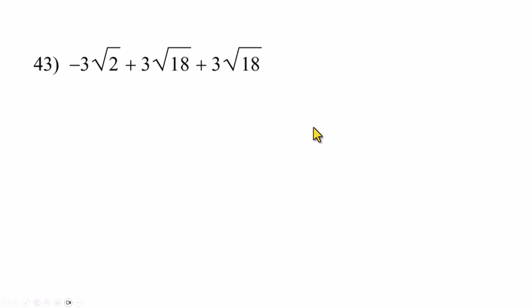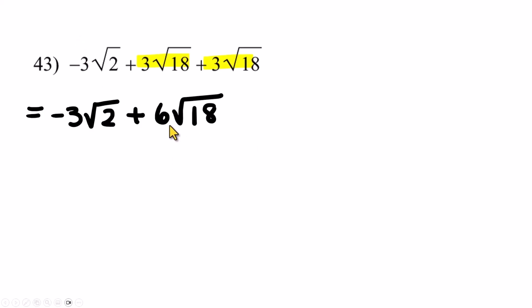So I'm looking at this and I'm thinking I can add things together that have the same radical. I know the square root of 18 is not simplified. If you see that, I know that, but I'm going to make that into one term before I start playing with it. So if I have 3 of those cookies here and I add 3 more cookies, I have 6 cookies. So it's -3 square root 2, and I just copied 6 of those little cookies that have the square root of 18 on top of them because I'm a math teacher.